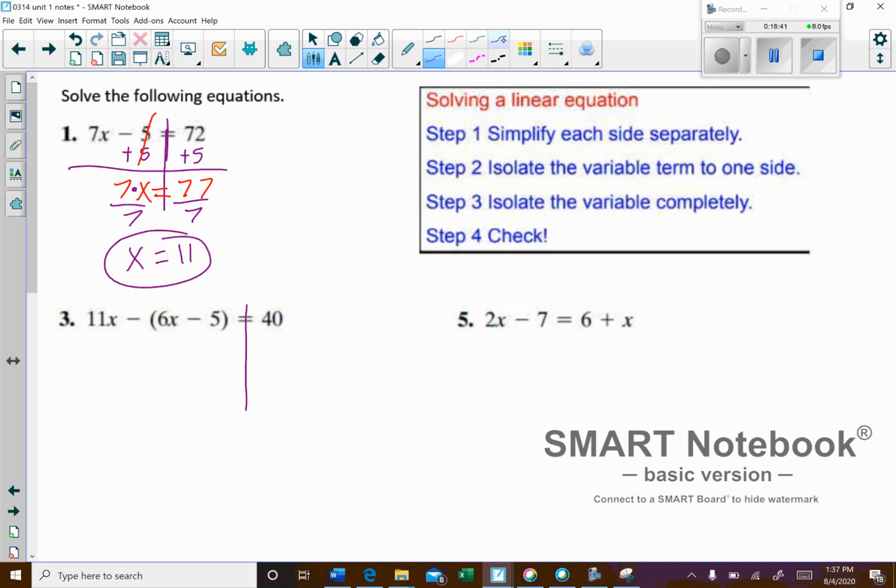Now, like I said, I'm not going to check all of these, but we can go ahead and check this first one, see if it works out. So if I let x equal 11, I'll get 7 times 11 minus 5 equals 72. So I'm going to put a little question mark there. We're checking it to see if that's true. So I get 77 minus 5 is 72. Yep, there we go. The two sides are balanced.